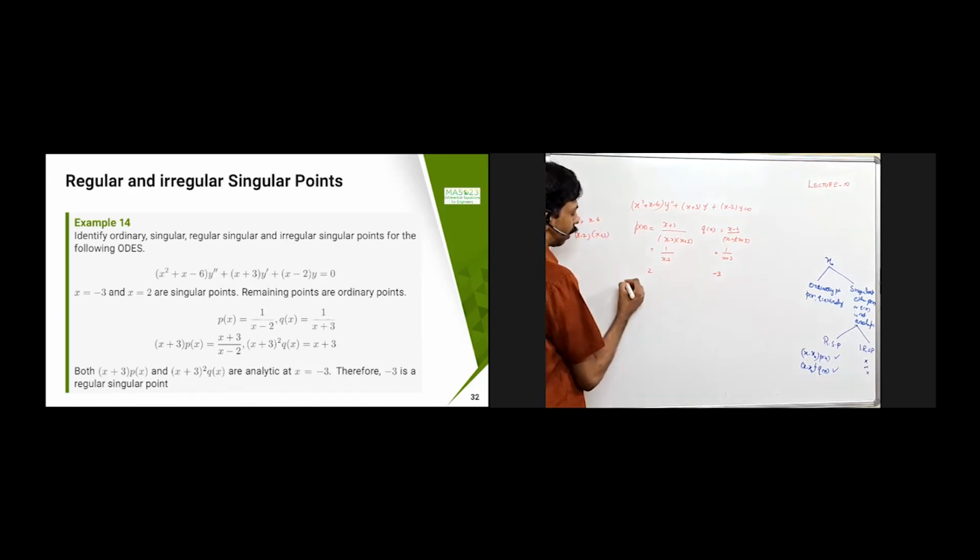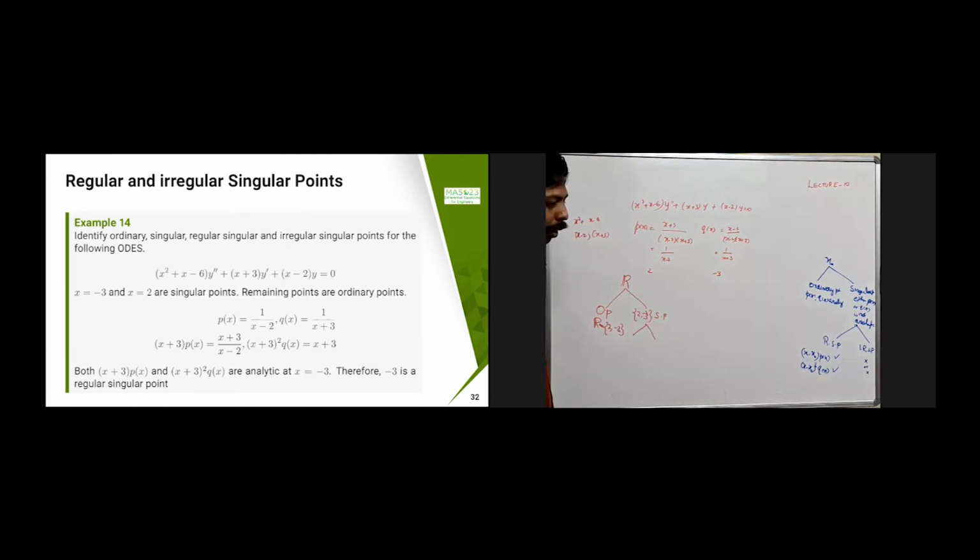Therefore, the ordinary points are R minus {2, -3}, whereas 2 and -3 are singular points. Now we have to check which is regular and which is irregular.